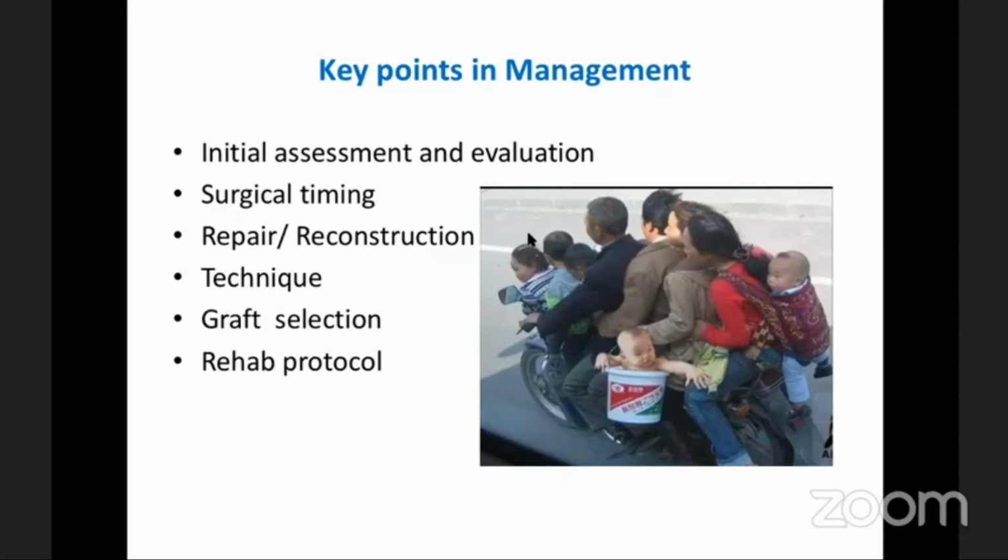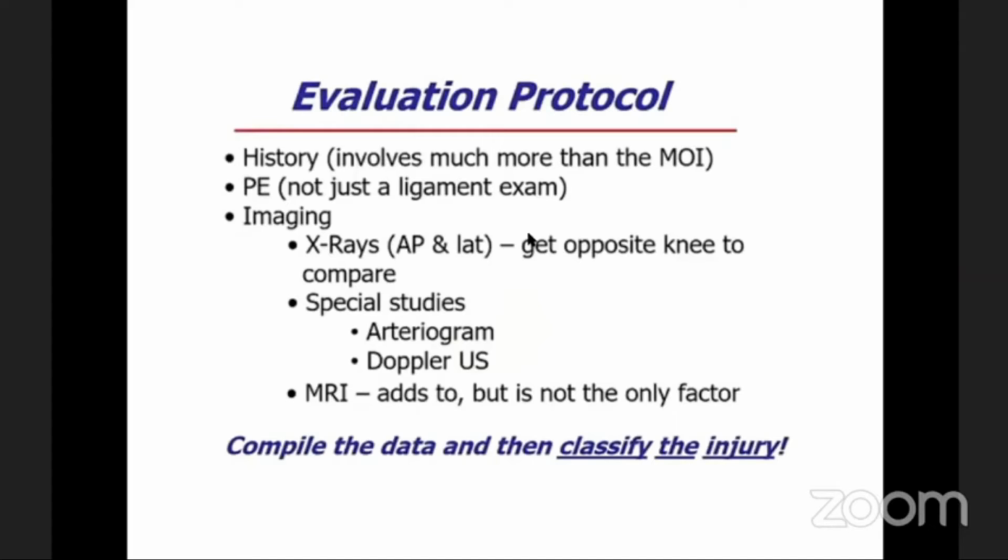The evaluation protocol starts with the history and the examination, which should not be restricted to the knee only. It should be a complete examination along with the distal neurovascular examination. Imaging should start with X-ray of both knees at the same time, so that you can compare with the normal side. In case of any doubt about vascular injury, go for Doppler ultrasound, CT angio, and MRI. But it should not be the only factor. Compile all the data from your history, examination, and radiological help, and classify the injury.